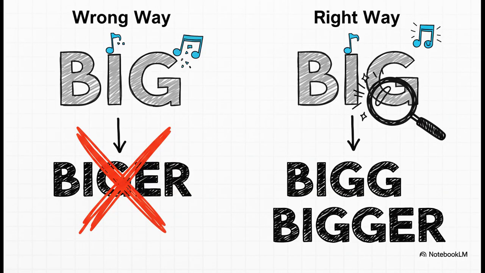Okay, rule number 2. Now this one might look a little tricky at first glance, but there's a really good reason for it. When you have a short word with a short vowel sound, like the O in hot or the I in big, we double that final consonant. And why? Well, this little trick actually protects that short vowel sound. Without it, a word like hotter might get mispronounced as hoter.